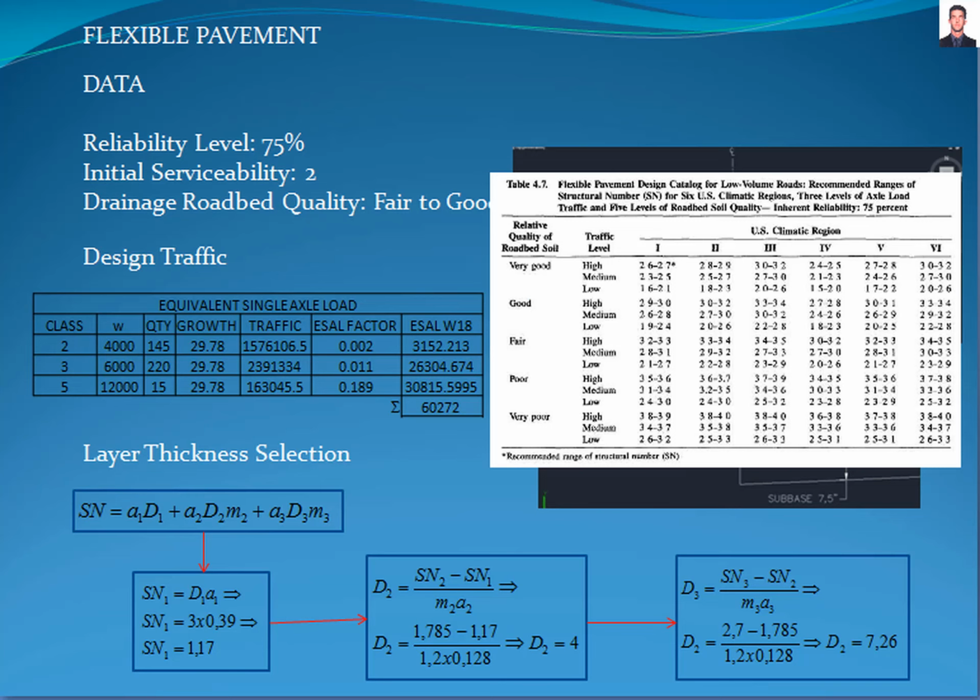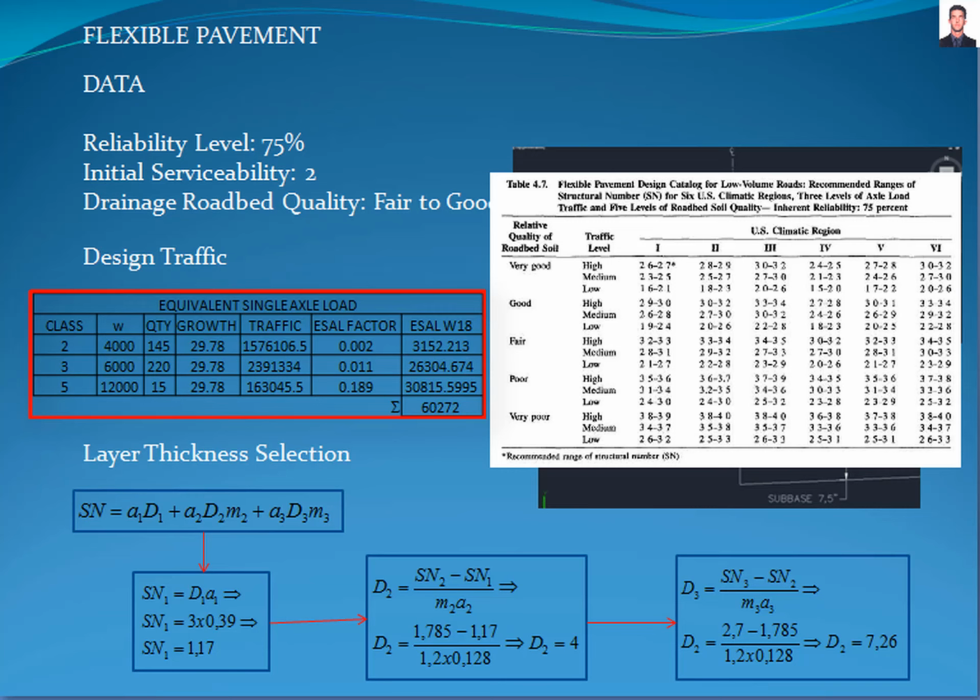The traffic level has been measured in accordance with Appendix D of the AASHTO guide through the analysis of the traffic expected for the urbanism, which is summarized in this table, where W is the weight of the vehicles in accordance with the Federal Highway Administration HRT-13-091. QTY is the quantity of vehicles of each class. Growth is the traffic growth factor calculated with table D20 of Appendix D for a 20-year analysis period and a growth rate of 4%.